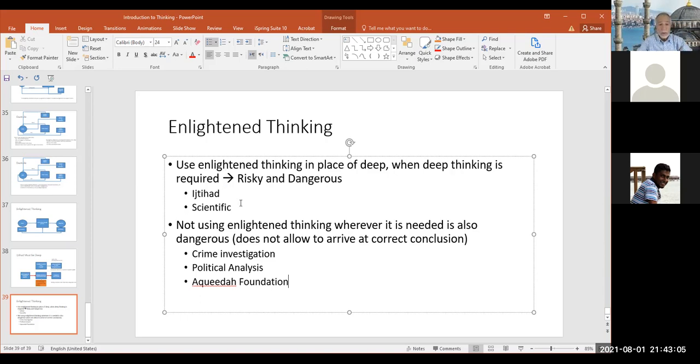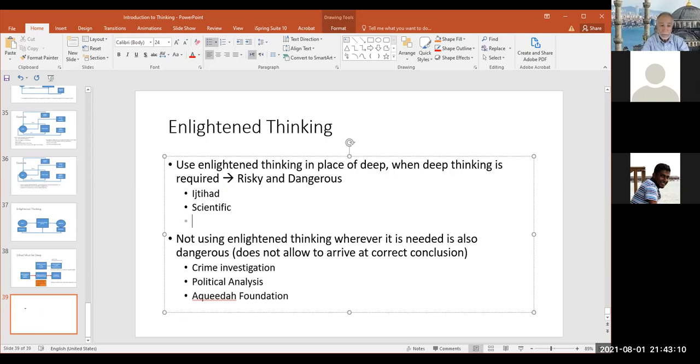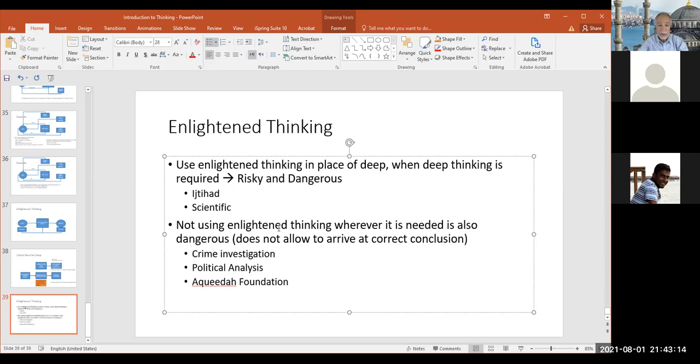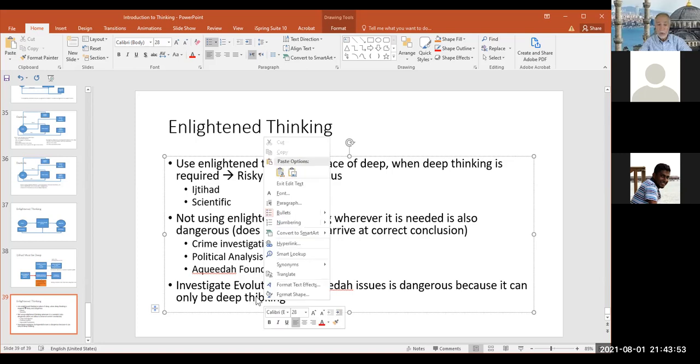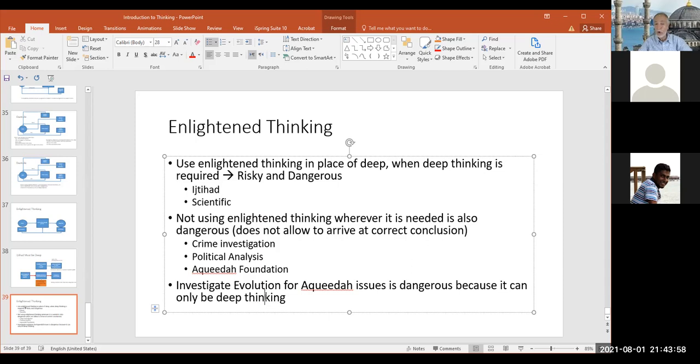Let's say if you hear the so-called evolution. No, that's not what I wanted to say. To use evolution for Aqidah issues is also dangerous, because it can only be deep. That's one reason why, when we talk about evolution, I would dismiss it even before investigating whether it's a valid or invalid idea. I say, look, it's a deep thinking anyway. It's not enlightened, so it's not useful for Aqidah.